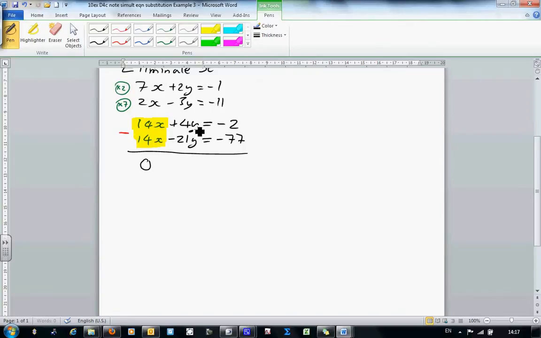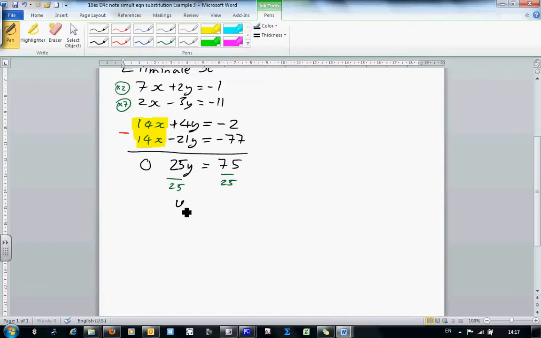Those sort of little things you have to remember about negatives and positives are all going to come back in this unit. So the next part of the puzzle, negative 2 subtract negative 77. So this is negative 2 add on 77, which is 75. Now simply divide both sides by 25. This gives you 1y, which is what we're after, and 75 divided by 25 is 3.